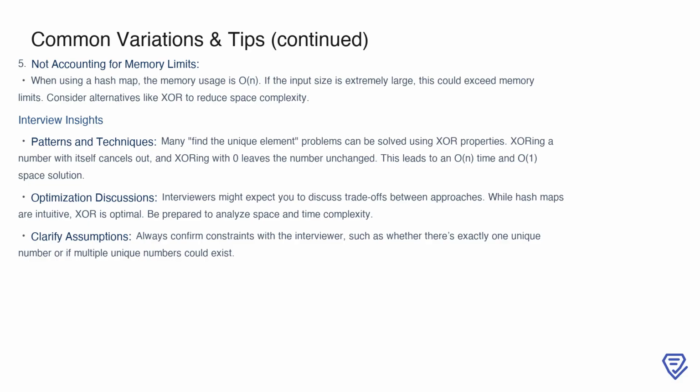Speaking of XOR, it's a technique that's particularly useful in these types of problems. The XOR operation has unique properties. XORing a number with itself cancels it out, and XORing with 0 leaves the number unchanged. These properties make it possible to solve the problem in O(n) time and O(1) space.